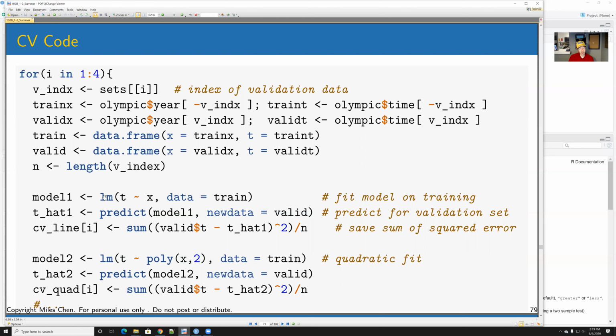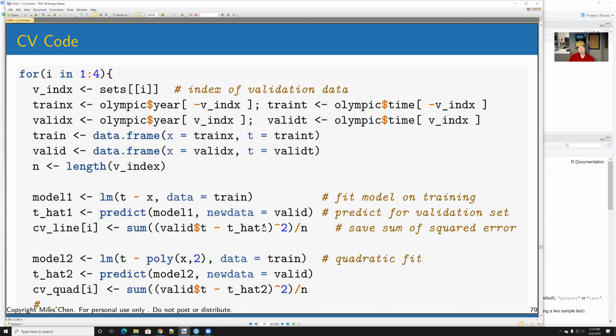Once I have the linear model that I've created using the training data, I'm going to create my predicted values. Predicted values will be, I use predict on model 1, where the new data is equal to valid, right? So I have my validation data frame. I plug that in here to create predictions, and that's going to be my T hats, okay?